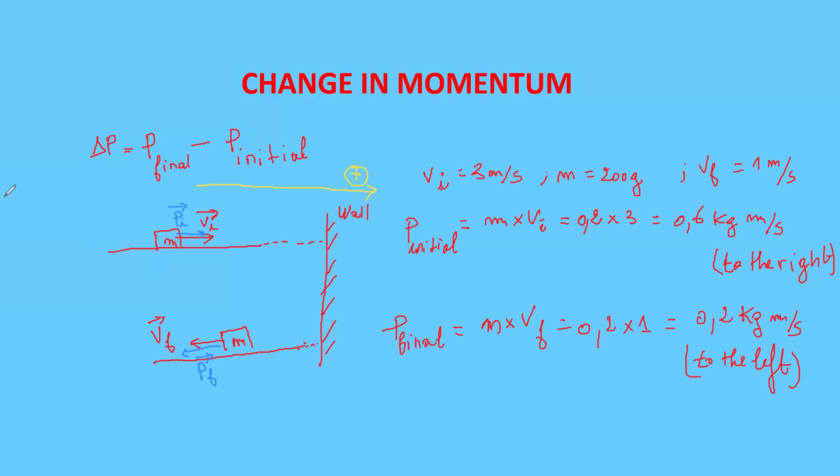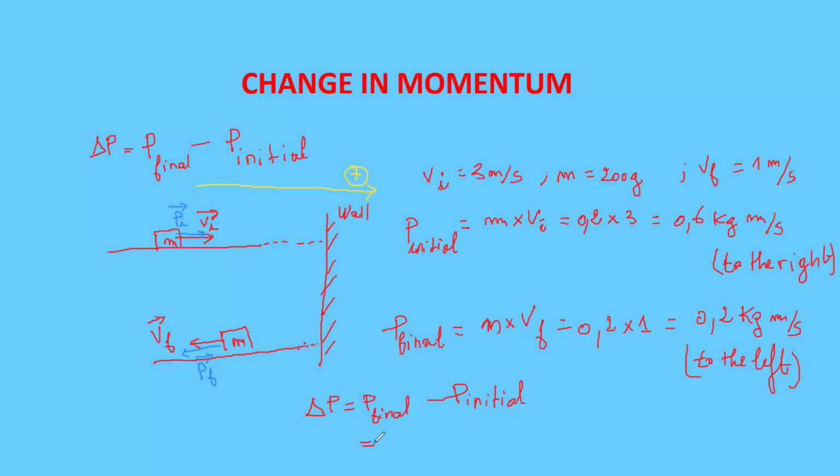Now I will calculate the variation of the momentum, delta P equal P final minus P initial. Delta P is always final minus initial. The change of any physical quantity is always the final value of this quantity minus the initial value. So for momentum it's the same: always P final minus P initial.